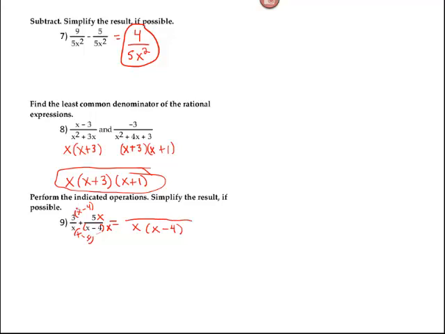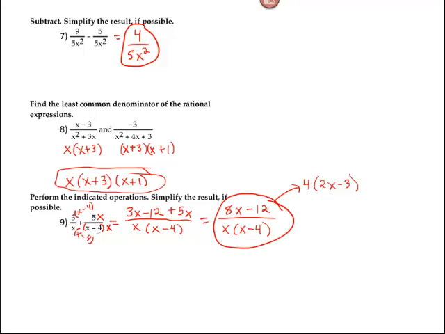So here on top, I will distribute the 3 and get 3x minus 12. And then the other one, we just have 5x, so that gets added together. Add like terms, so 3x plus 5x is 8x minus 12 over x times x minus 4. And then you really should check this out and see if it factors so that we can see if it simplifies. You can take out a 4, and that gives you 2x minus 3. But that does not cancel anything out, so this is our best answer.